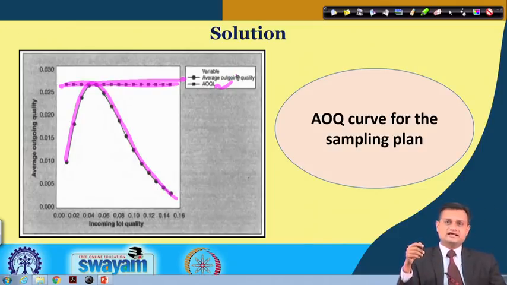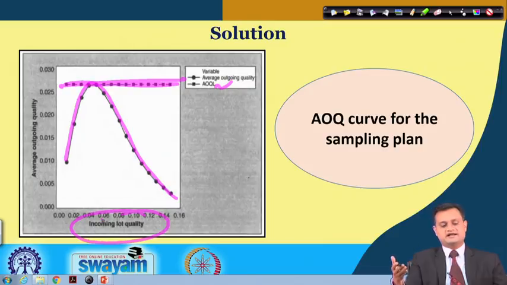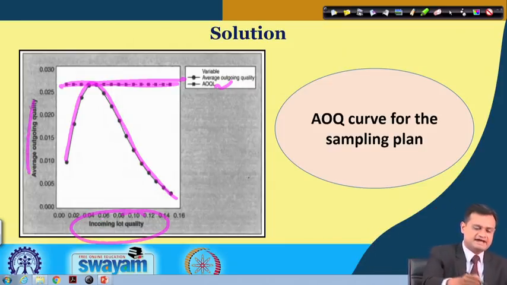to the next stage. Now what I can infer from this is my incoming lot quality, so 0.0, 0.02, 2%, 4%. So my proportion non-conforming is increasing. This is my average outgoing quality. What is happening?